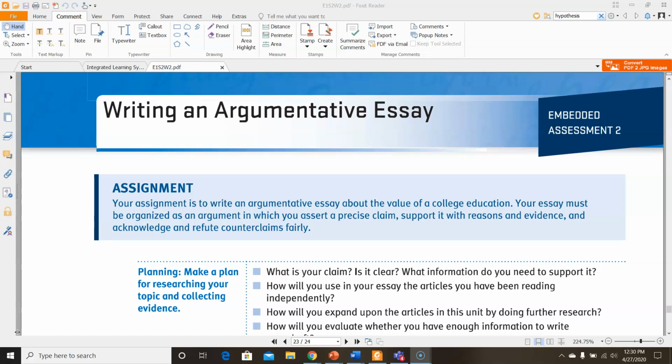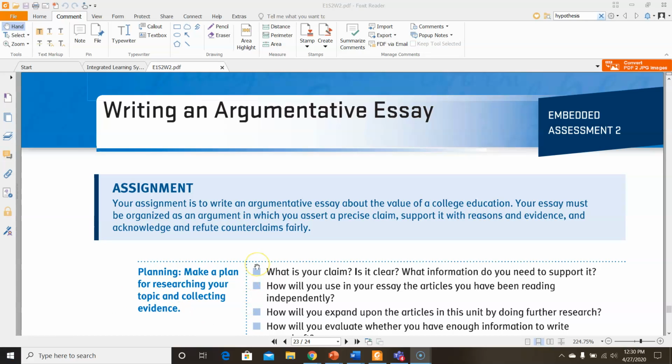So here we go. Your assignment is to write an argumentative essay about the value of a college education. Your essay must be organized as an argument in which you assert a precise claim, support it with reasons and evidence, and acknowledge and refute counterclaims fairly.